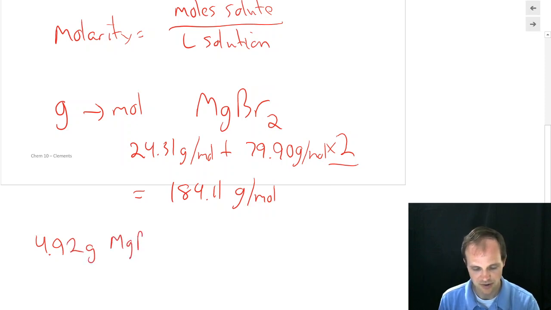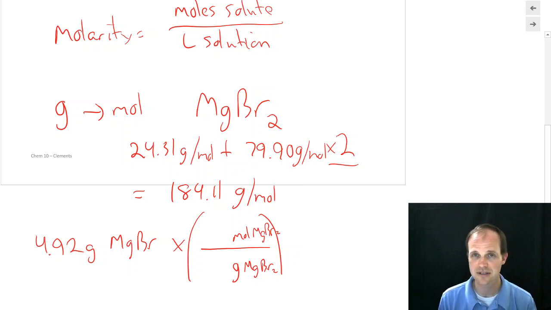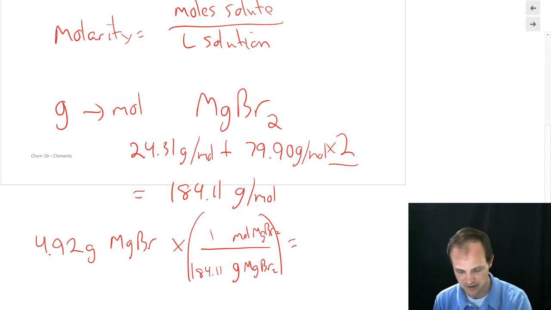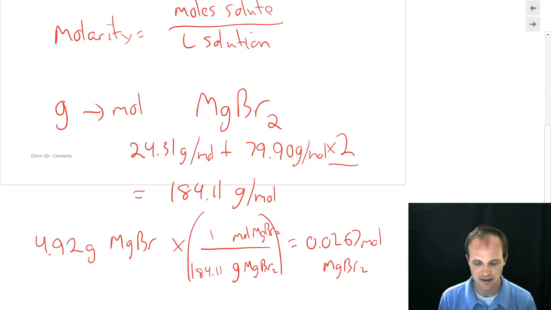So I first have to take that 4.92 grams of magnesium bromide and convert that to moles. If I'm converting that to moles, my grams has to go down here. My moles has to go up here. Now, where does that 184.11 go? It's attached to grams, so it's got to stay down here. So it's 184.11 grams in 1 mole. I multiply that out. 4.92 divided by that 184 is going to be 0.0267 moles of MgBr2.